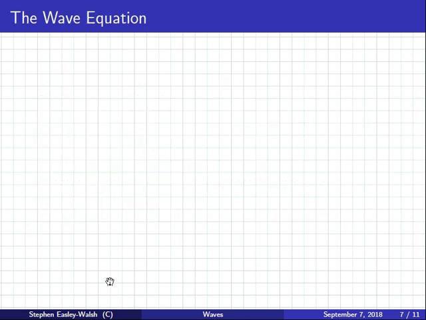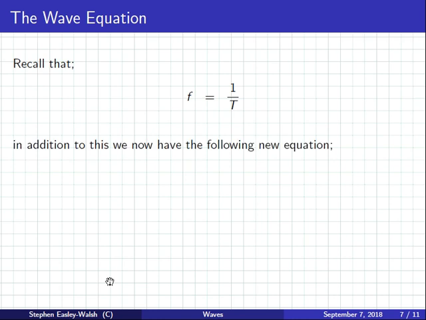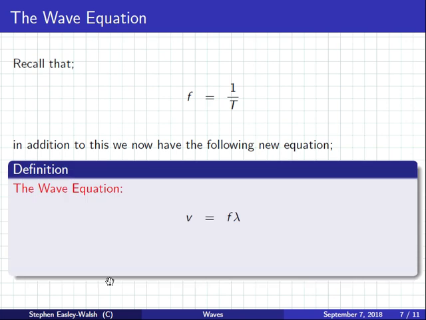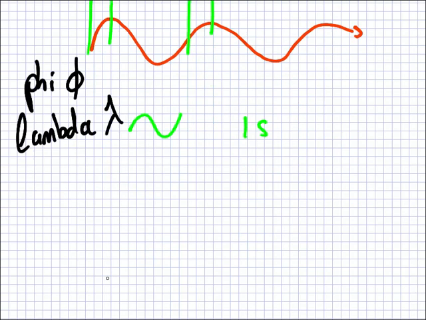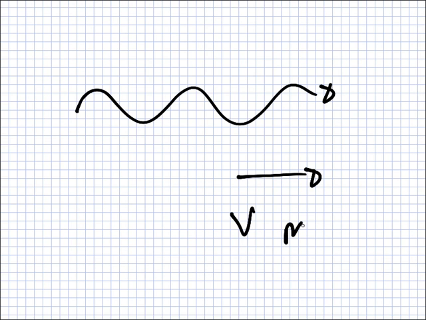Okay. So, remember that in mechanics we learned f equals 1 over T. That's still true. But we also have this new equation for today. This is our new equation. v equals f lambda. So, if you want to know how fast this is moving, the v will equal f lambda.